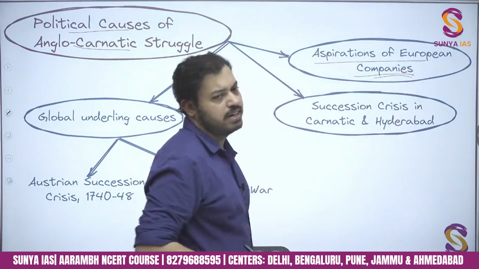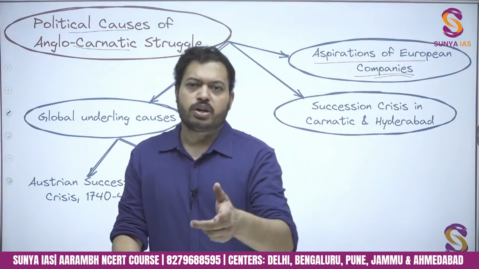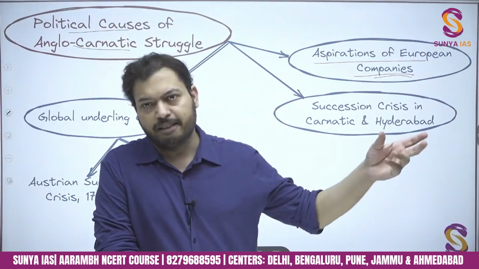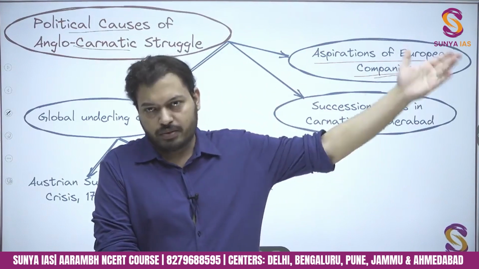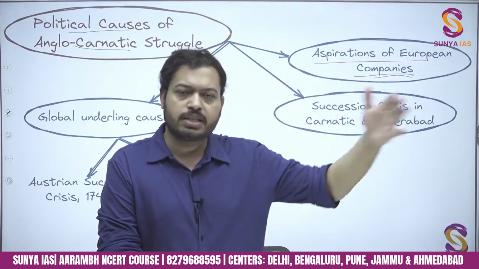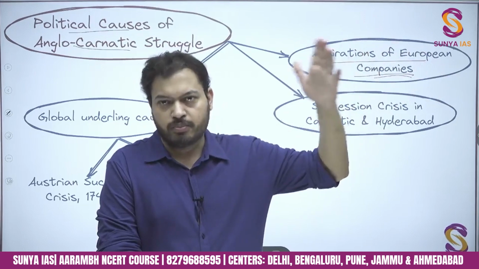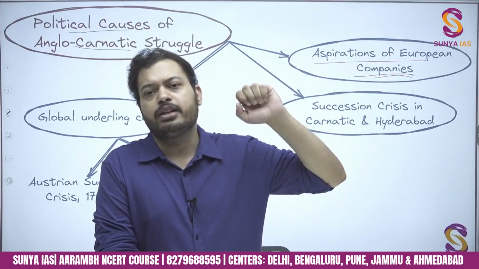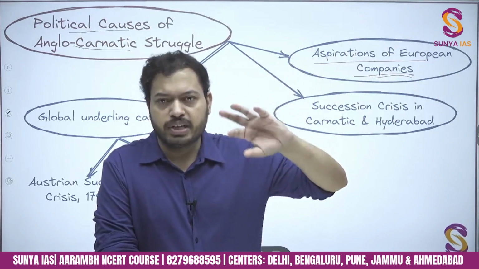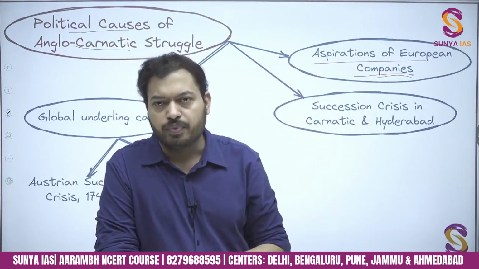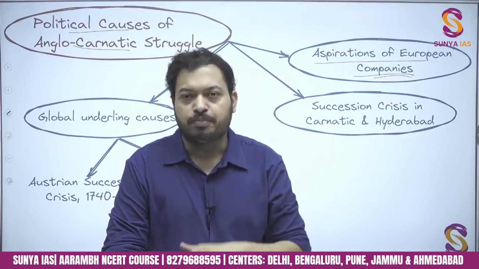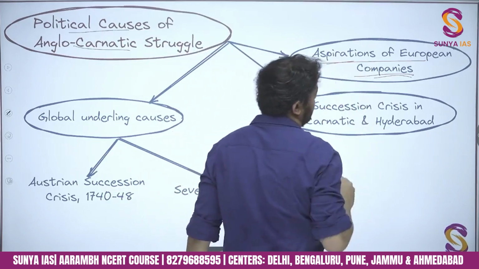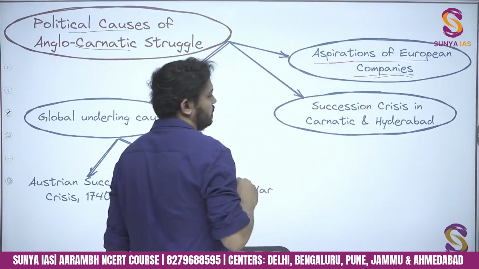So what we have done, you have already been taught what Duplex did, what the British company did, whether in the second Carnatic war they were supporting other sides in the succession war, both in Carnatic and Hyderabad. But why were they doing it? They were doing it to get or increase their political influence. So it was their aspiration to play an important and bigger role. So the aspiration of European companies is one of the major political reasons.